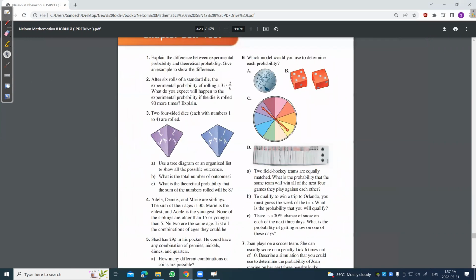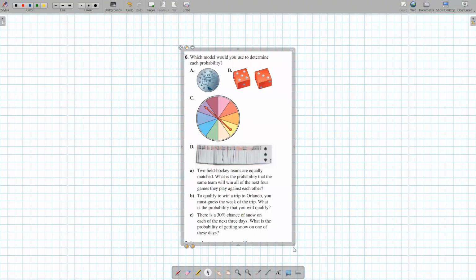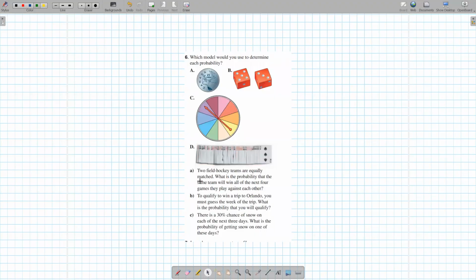All right, let's try doing this one. This one, I don't think you have to modify, but we'll see. A. 2 field hockey teams are equally matched. What is the probability that the same team will win all of the next 4 games they play? Which one can we use for that? You could use A and roll all 4 heads or 4 tails, yeah?